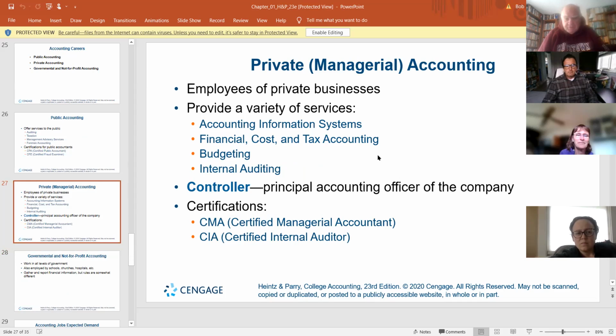Until the end, I was the vice president. I was the chief financial officer of the Santa Barbara neighborhood clinics in town here. That's where I did my nonprofit work. So the controller, the principal accounting officer of the company, and you could become a certified managerial accountant. That's a manufacturing type credential, or you become an auditor, a certified internal auditor.